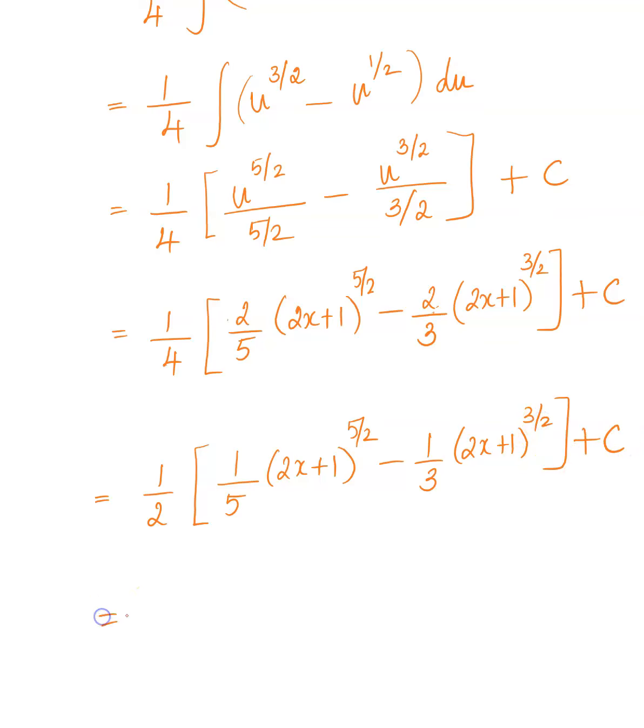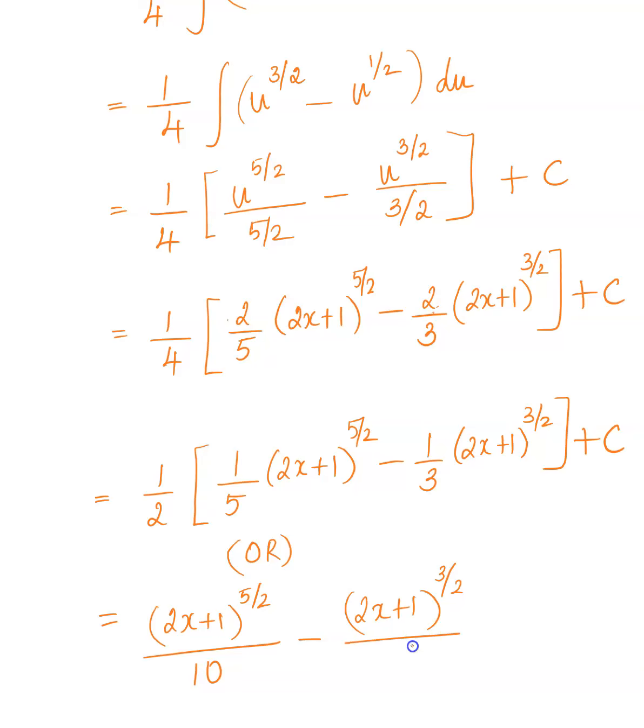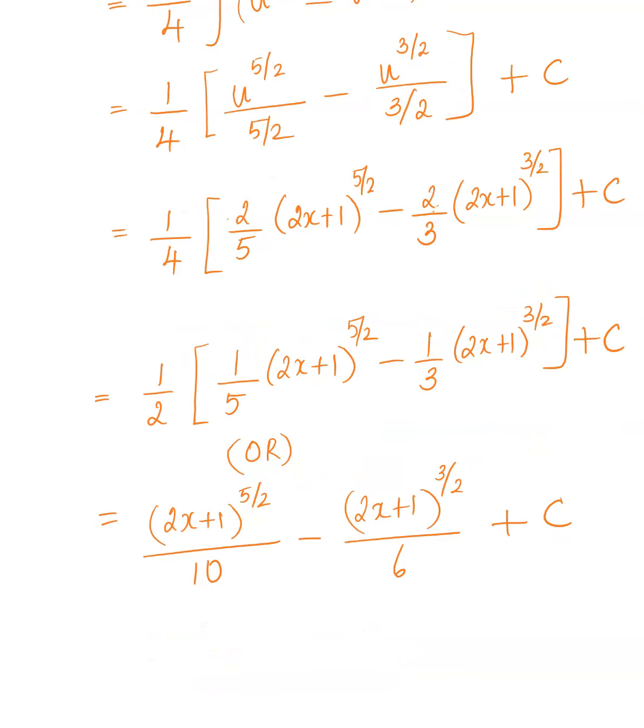Or you can write them as separate steps, separate fractions, I mean. So that's going to be 2x plus 1 power 5 over 2 over 10, minus 2x plus 1 power 3 over 2 over 6, multiplied out, and then plus c. So it's either this or that. Okay.